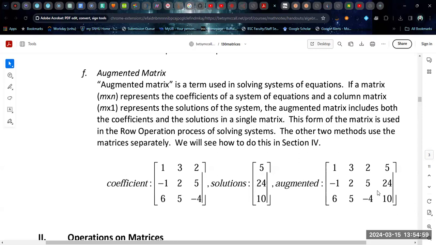We're going to look in another video at how to do row operations in order to solve systems using an augmented matrix as one of our solution methods for working with matrices. Now, in the next video, we're going to continue to talk about matrices by talking about operations on these matrices.